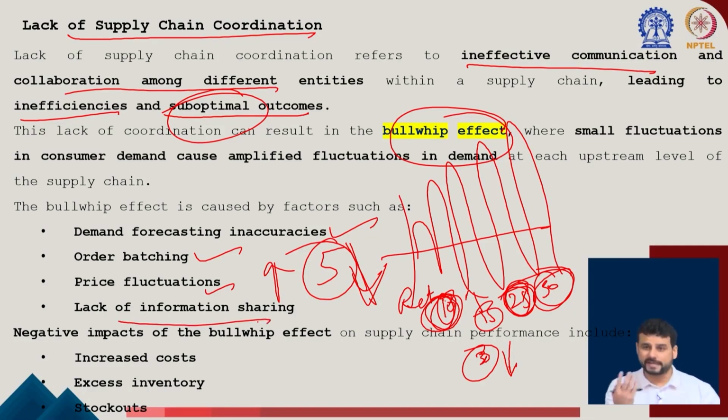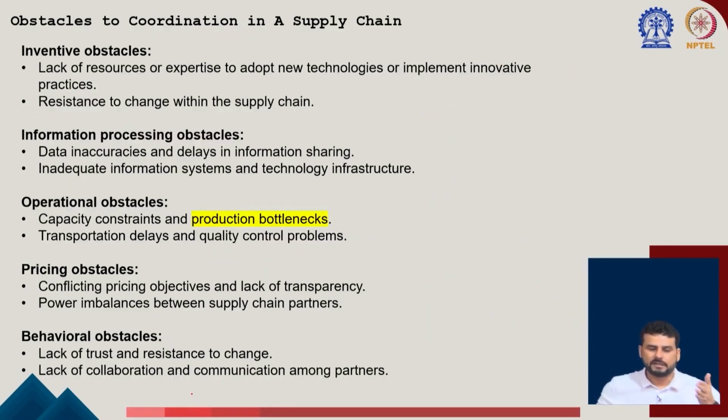Lack of information sharing is there, right? So then we discuss this. Negative impact of the bullwhip: increased cost, excess inventory, stock out, right? So we'll discuss in detail how this overall, if there is no coordination in the supply chain, will affect our different costs, right? What are the obstacles to coordination in supply chain?